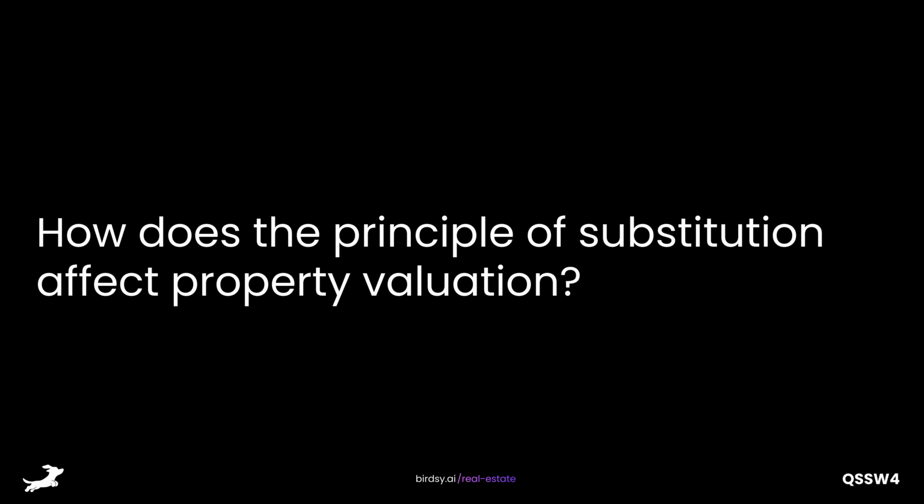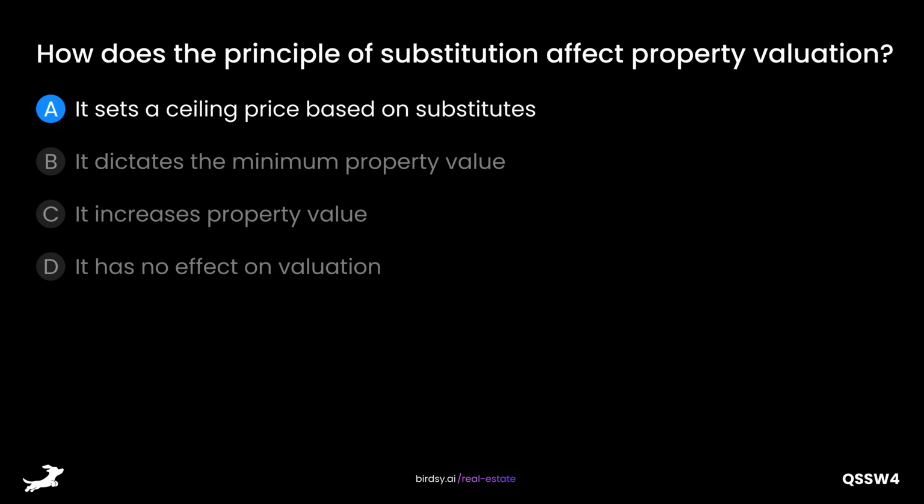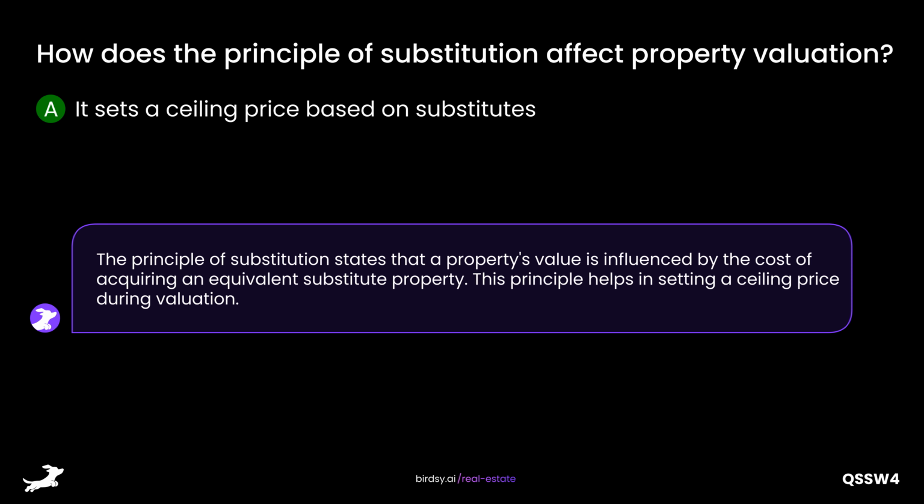How does the principle of substitution affect property valuation? Is it A, it sets a ceiling price based on substitutes, B, it dictates the minimum property value, C, it increases property value, or D, it has no effect on valuation? The answer is A, it sets a ceiling price based on substitutes. The principle of substitution states that a property's value is influenced by the cost of acquiring an equivalent substitute property. This principle helps in setting a ceiling price during valuation.